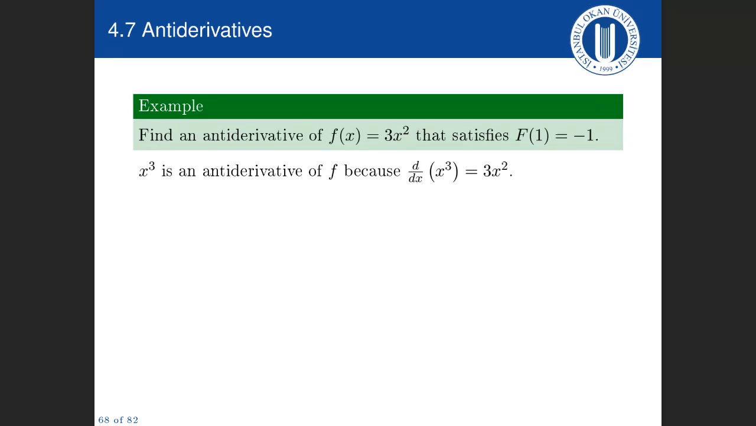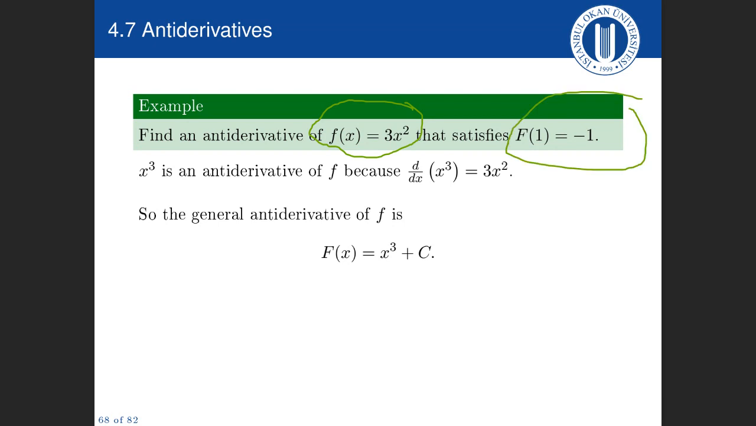Well, first of all, we can say that x cubed is an antiderivative of f because the derivative of x cubed is 3x squared. So we take x cubed, and we add on a constant. And that gives us the general antiderivative of small f. We've satisfied the first condition, but we also need to satisfy that capital F of 1 is equal to minus 1. We need to choose the value of the constant so that F of 1 is equal to minus 1.